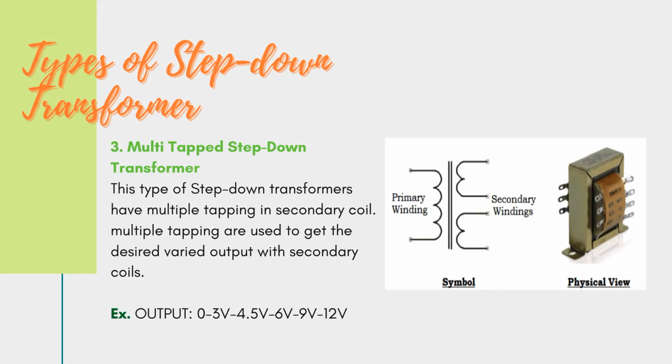3. Multi-tapped step-down transformer. This type of step-down transformer has multiple tappings in the secondary coil. Multiple tappings are used to get the desired varied output with secondary coils. Example: output 0 to 3 volts, 4.5 volts, 6 volts, 9 volts, 12 volts.